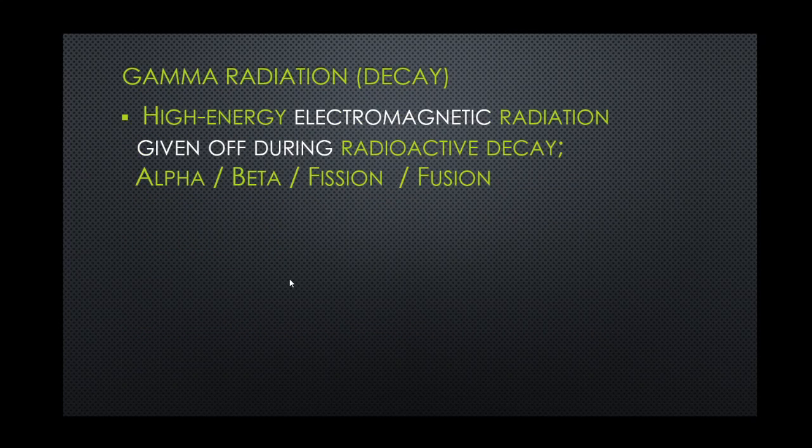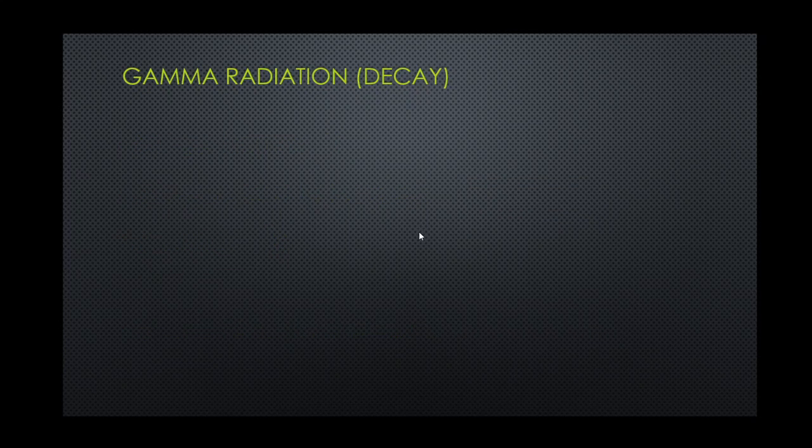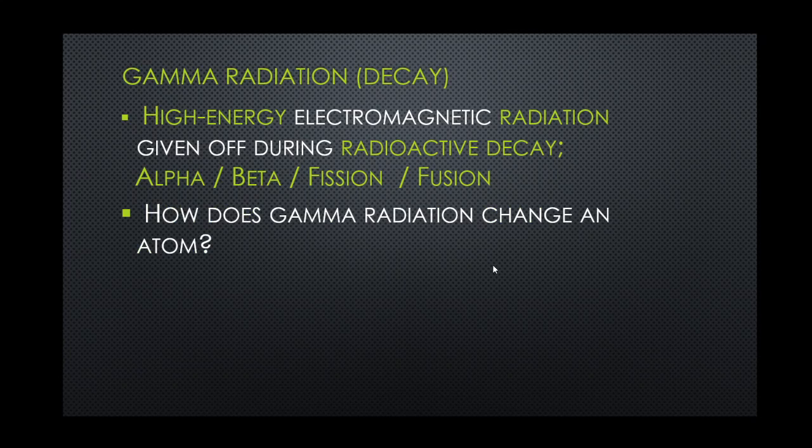I went a little fast. So it has the greatest speed and power of the 3 types. So it is the highest. It's the one that's only blocked by lead, if you remember, okay? It is a high energy electromagnetic radiation, and it's given off during radioactive decay. Okay, alpha, beta, fusion. So you see these come through as just a wavelength, and it's very damaging.